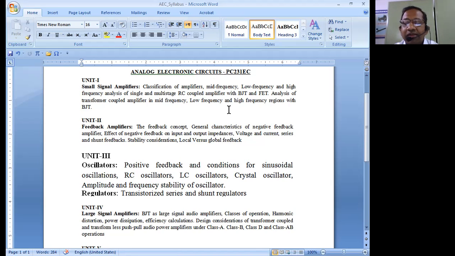So therefore, establishing DC is a very important point for us. After we establish perfect DC conditions, we say that biasing is perfectly done. DC biasing is done perfectly. So now, after DC biasing is done perfectly, we allow the AC signal to pass through the amplifier circuit.